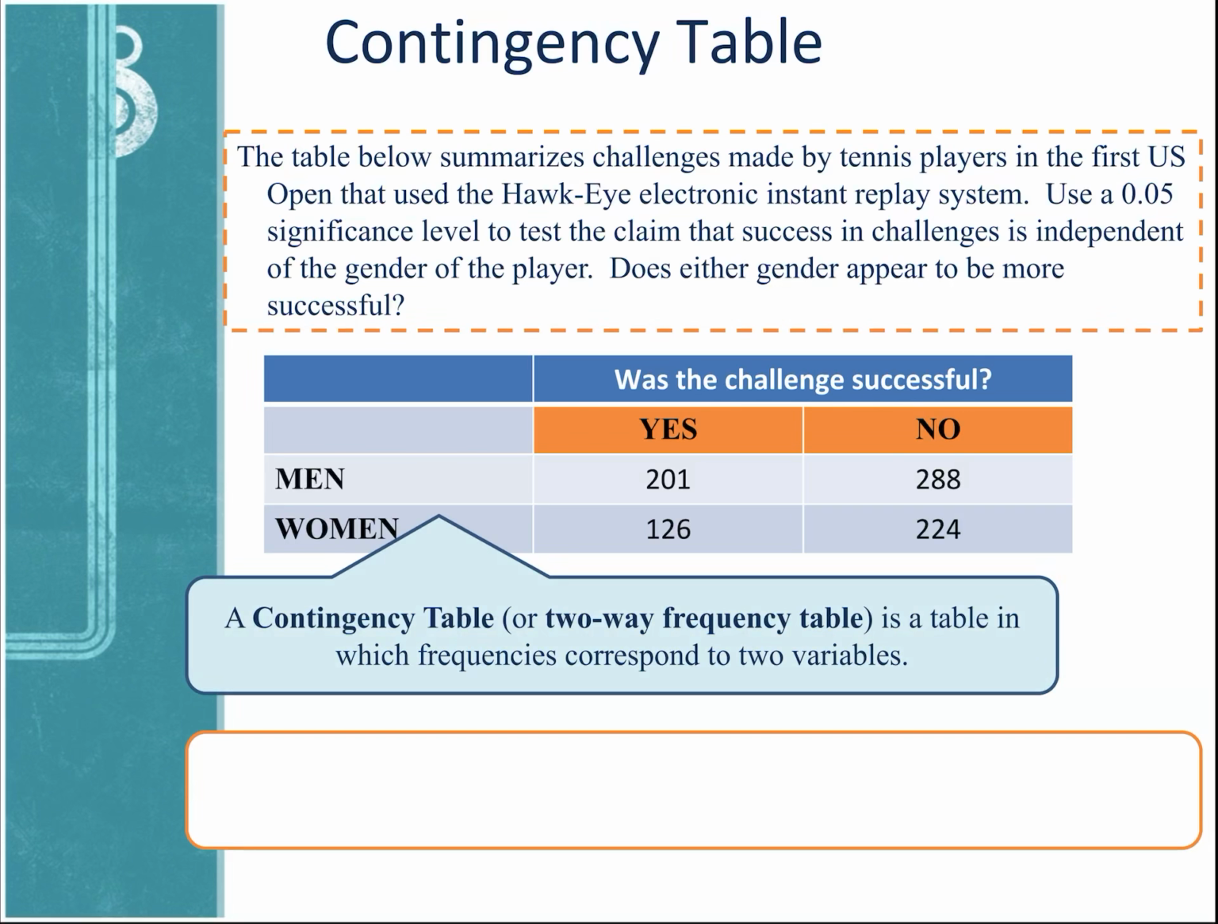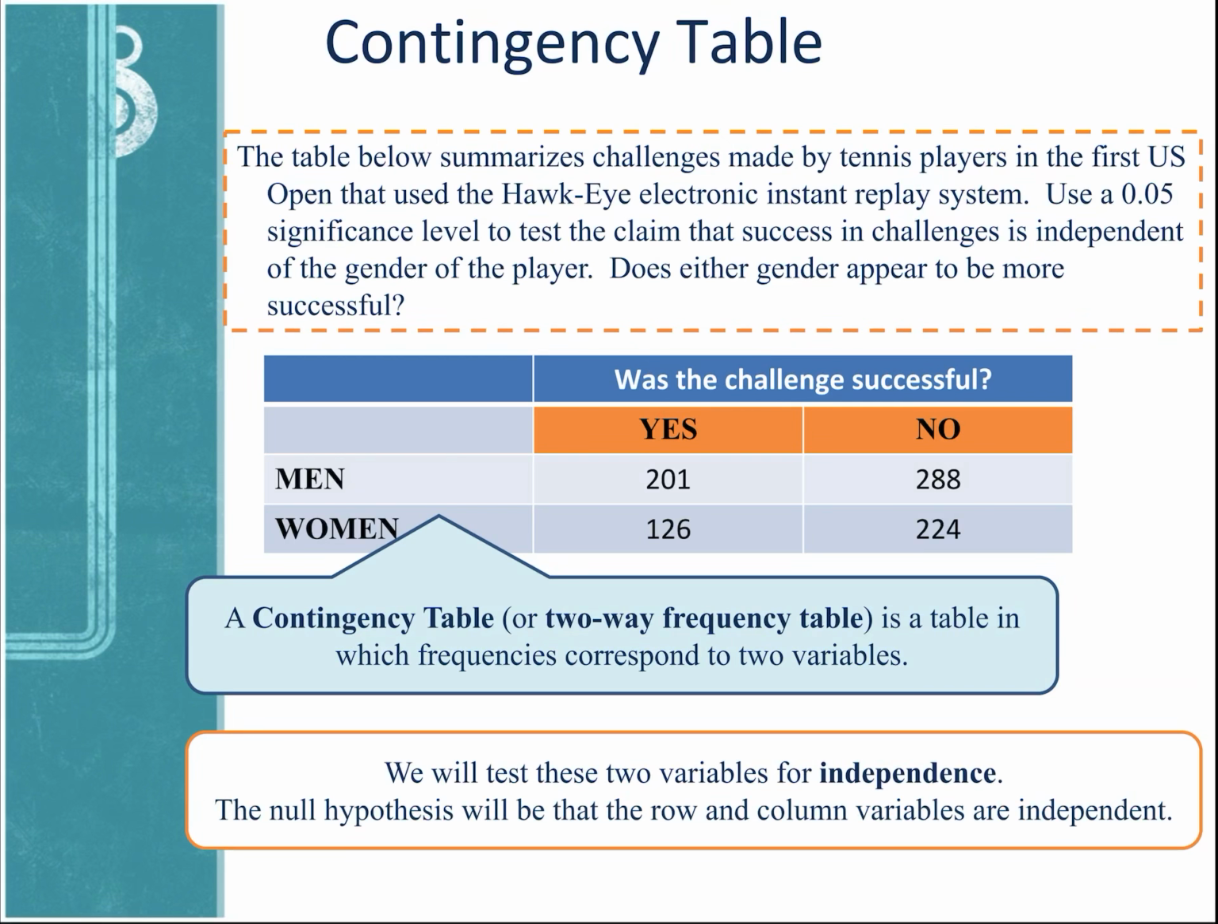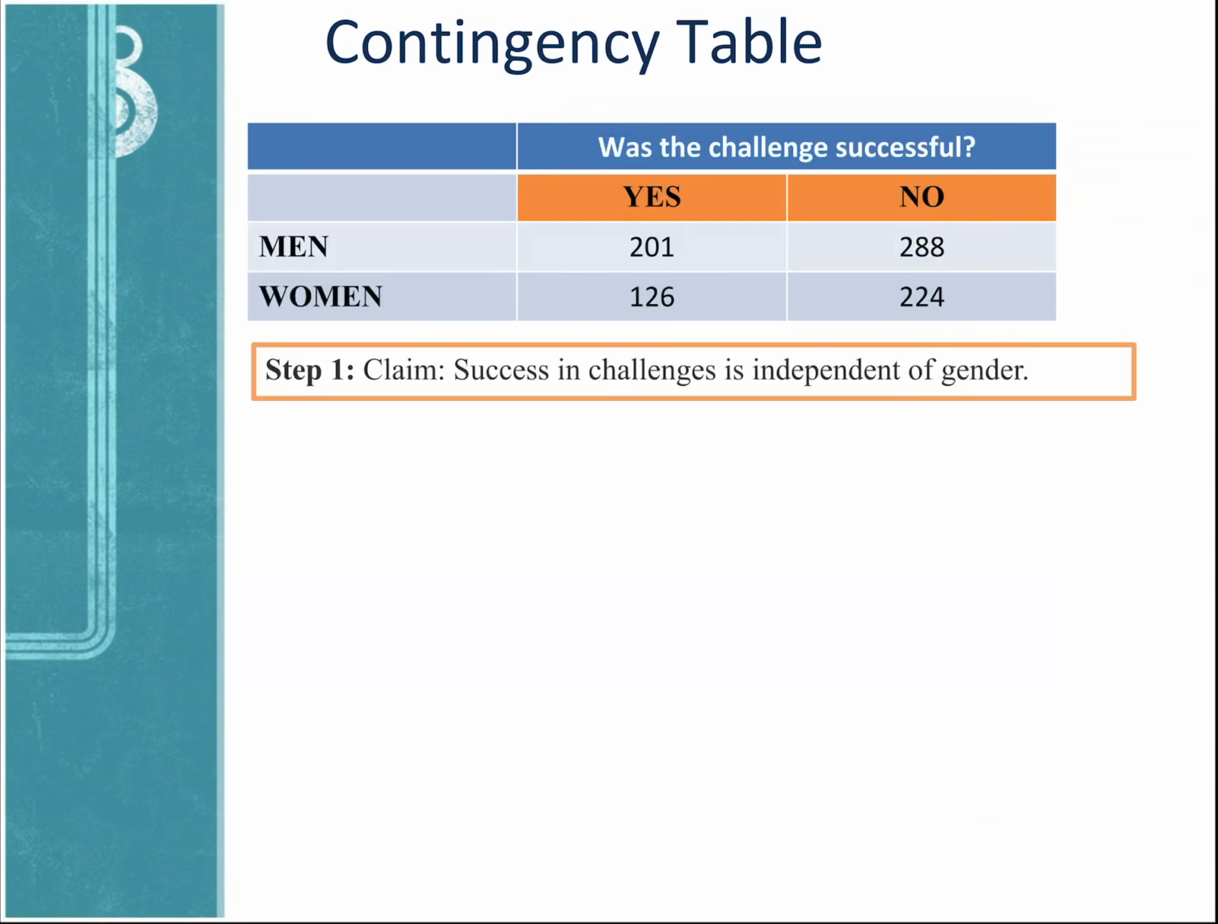This is a contingency table. It's a two-way frequency table in which the frequencies correspond to two variables, men and women, and then yeses and nos. We're going to test these two variables for independence of one another. Is the success dependent on gender? In this section, the null hypothesis will always be that the row and column variables are independent of one another.